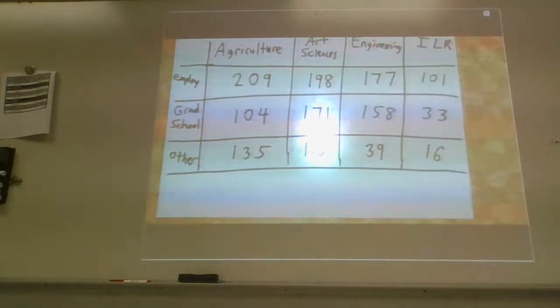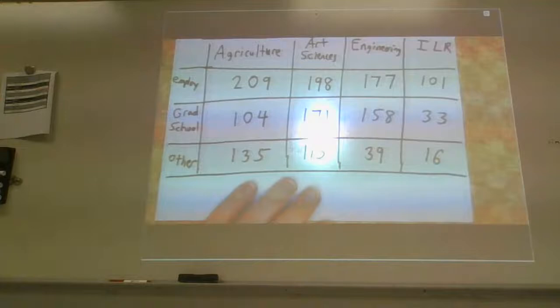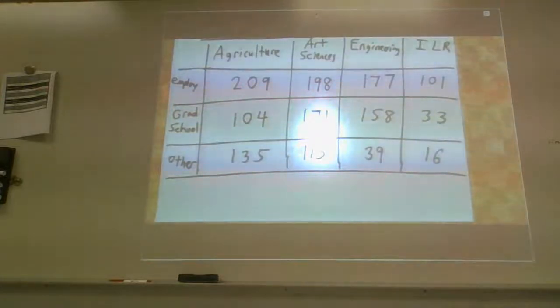But grad school, obviously you're working towards a higher degree. Employed, you have a job. I guess each has their own positives and negatives per se. Obviously, if you're employed, you're going to be paying off your debts. If you're in grad school, hey, good for you, but you're going to be incurring more debt. Other could be anything. But here's the big question.